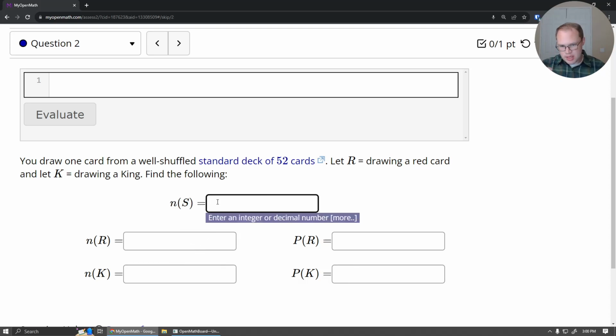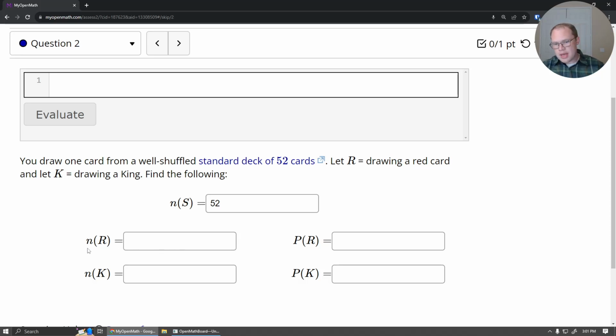Let's start with N of S. So what does that mean again? Remember the N in front means number of, and S is the sample space. So we want the total number of outcomes in the whole sample space. What's the total number of outcomes altogether? Well, it's a 52 card deck, and we're drawing a card, so there are 52 ways total to draw a card from the deck. Okay? So that one is pretty straightforward. So let's go to the next one.